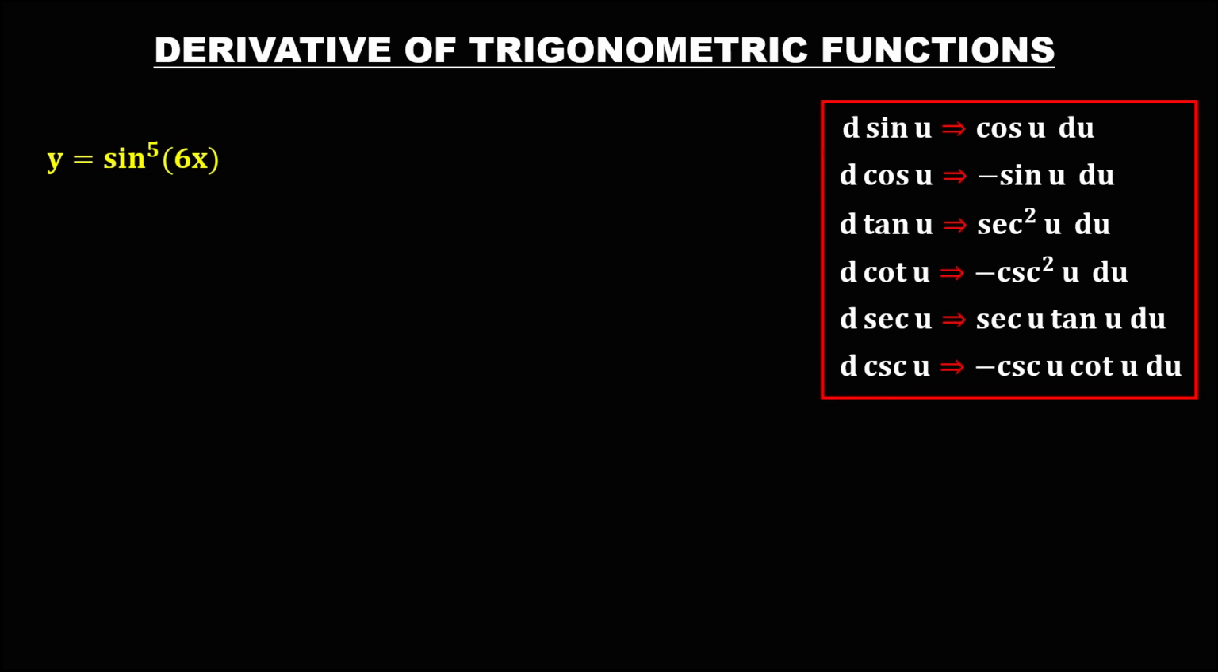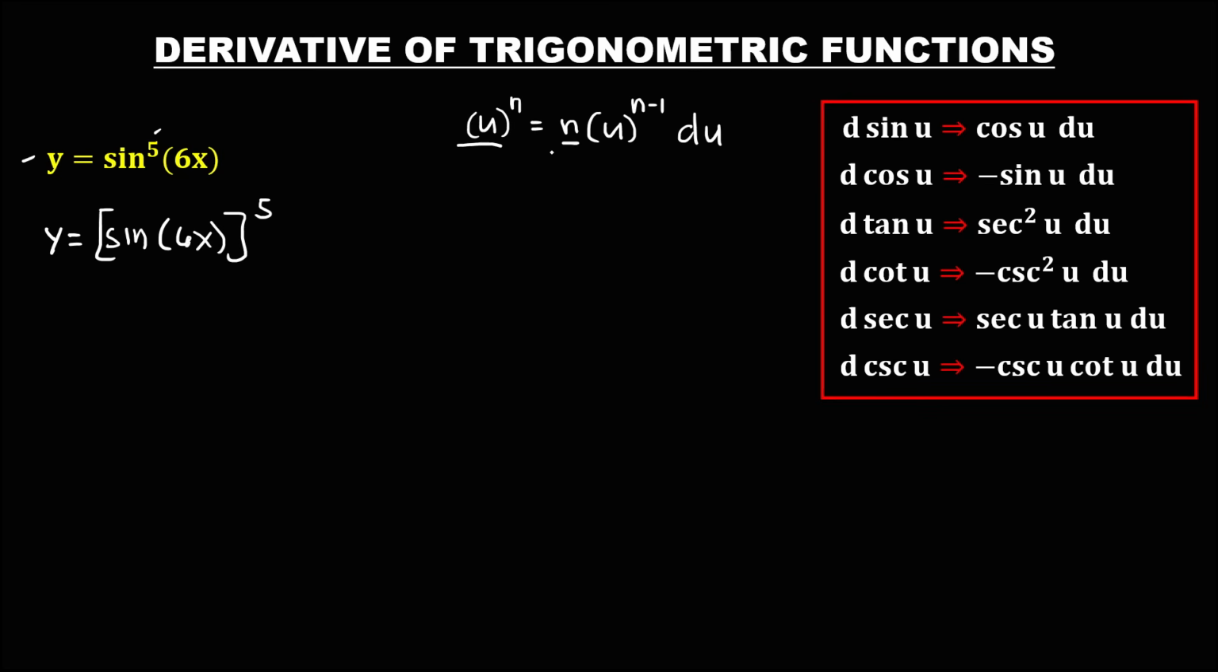Then for this given, to find the derivative, we use the general power rule: u to the power n is equal to n times u to the power n minus 1 times the derivative of u. So for this given, we need to rewrite. We need to put this exponent outside. So this becomes sine 6x, then to the power 5.